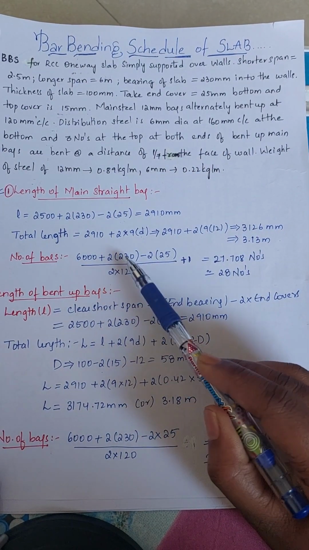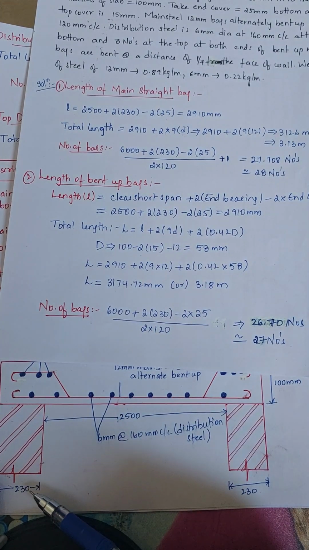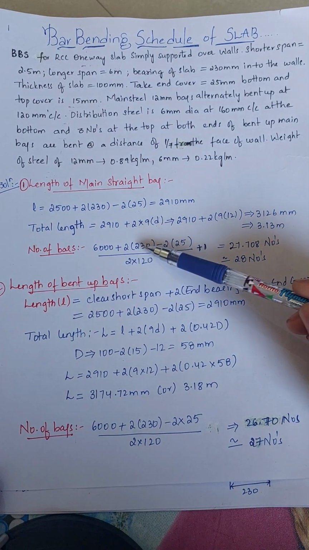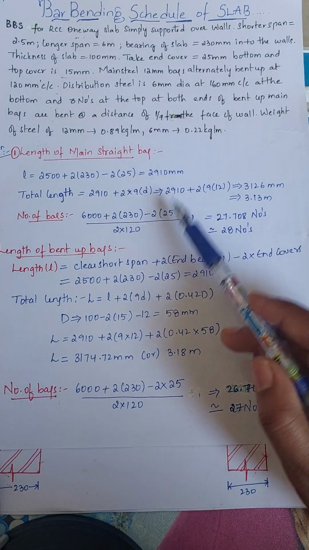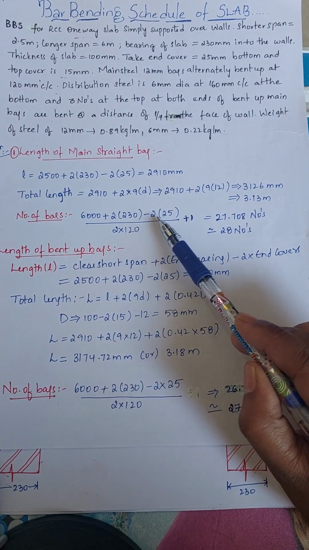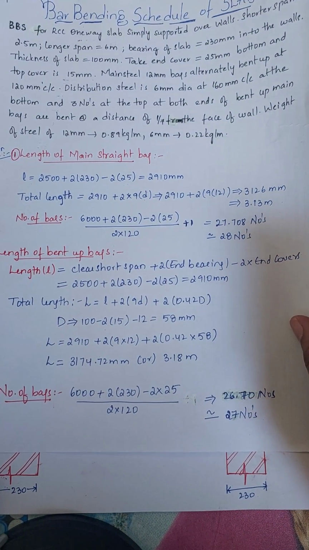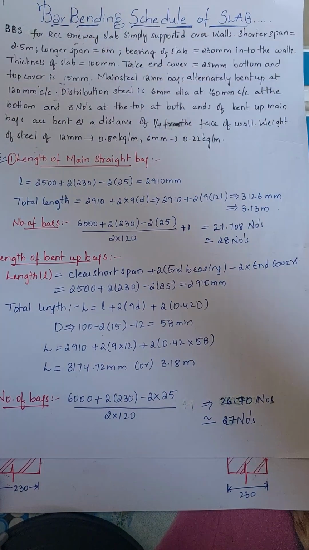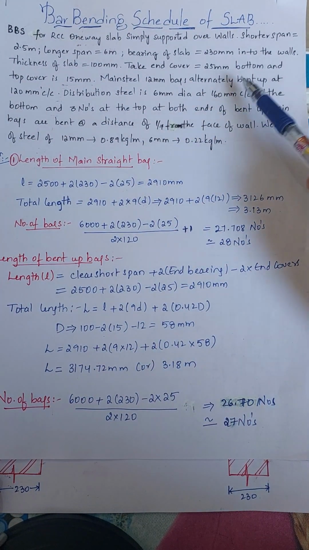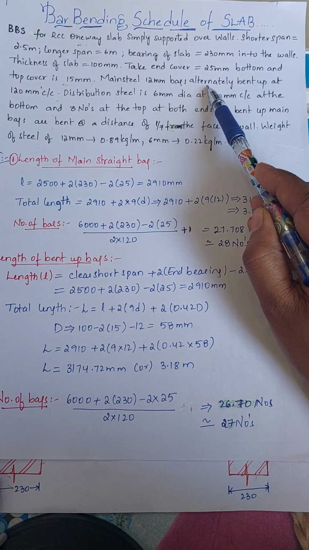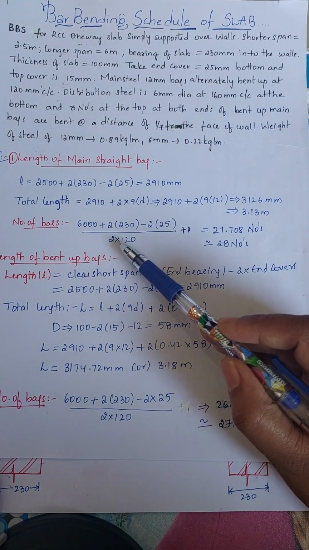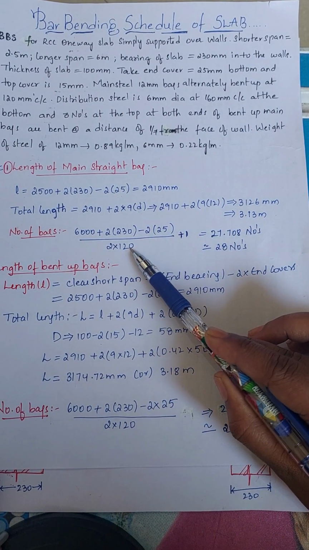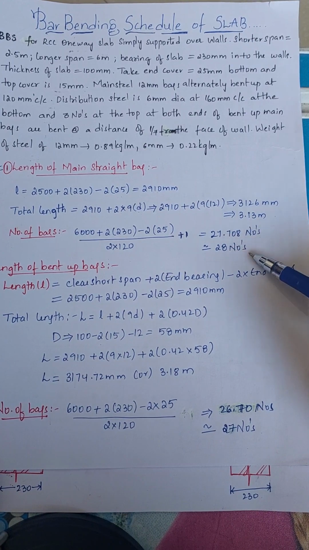Now we will calculate the total number of bars required for this main straight bar. The longer direction plus 2 into the width of the supports. The longer span is given as 6 meters, so 6000 mm plus 2 into the support width of 230 mm, and we deduct the clear cover at both ends, so minus 2 into 25, divided by the 120 mm spacing. Here we are providing bars at 120 mm spacing, and they are alternately bent up, so we take 2 into 120, plus 1. This is the formula. After calculation we get 27.708 numbers, which is 28 numbers.